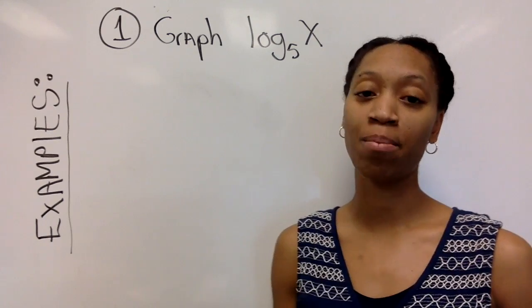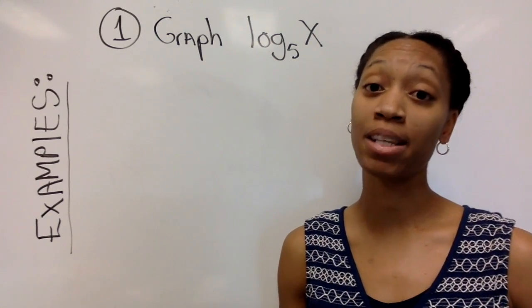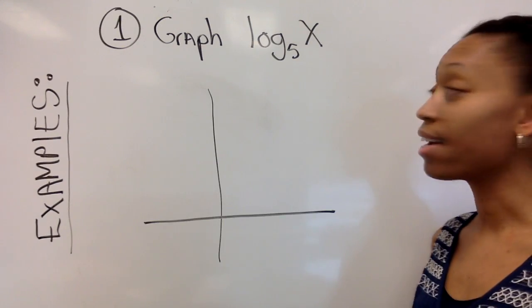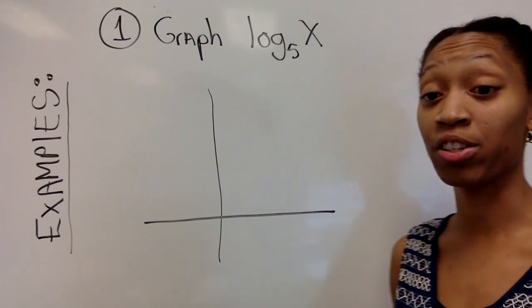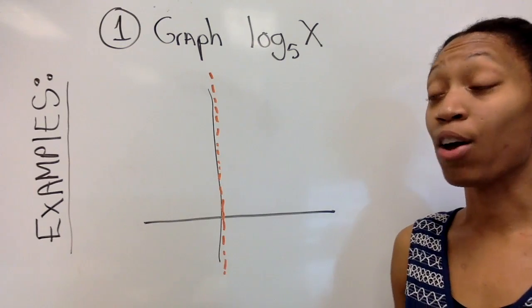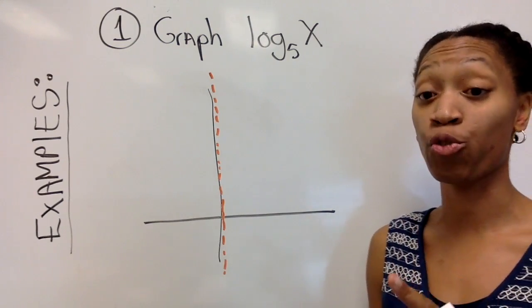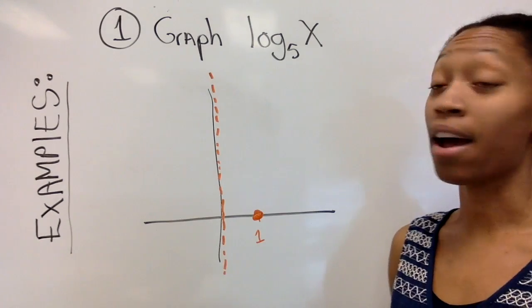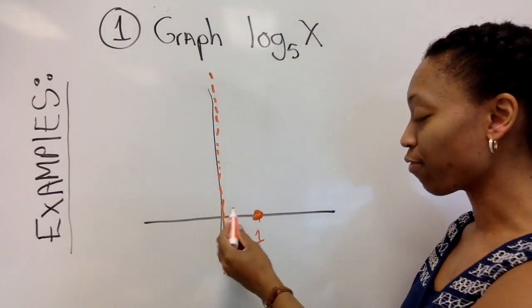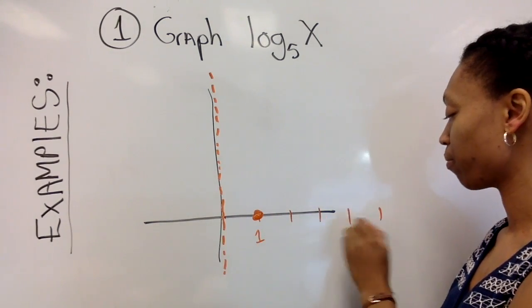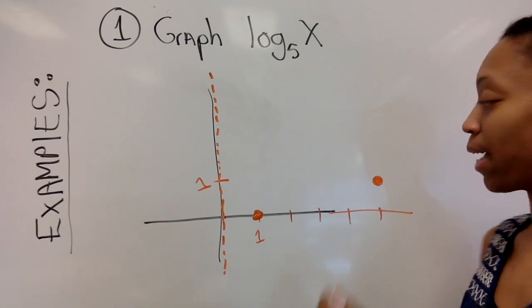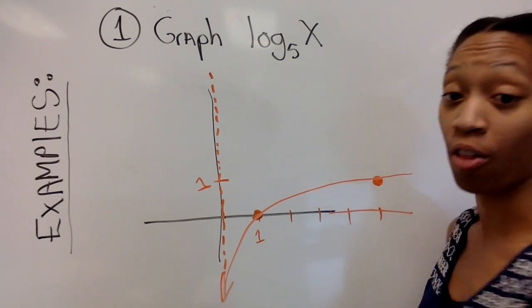Okay, so for our first example, let's see if we can draw a graph of log base 5 of x. So I have my coordinate system, and first of all, I know that this graph is going to have an asymptote right at the y-axis. Now, I also know that for my parent function, it's going to pass through the point (1, 0). Now, since the base is 5, I'm going to come over 5 from the asymptote. It will also pass through this point. Now, with just those 2 points and my asymptote, I can draw the graph.